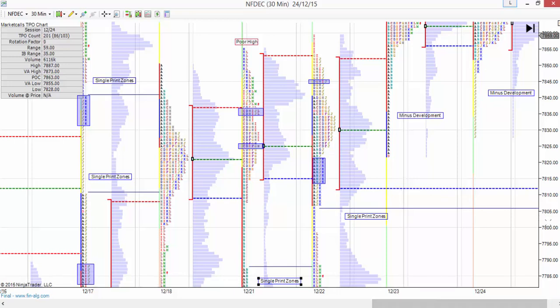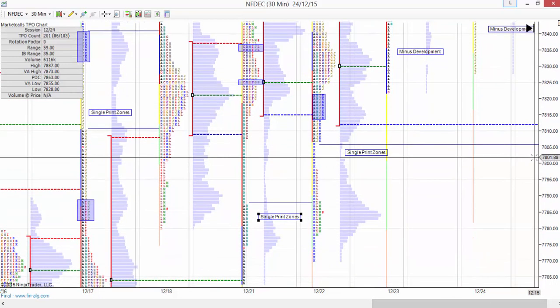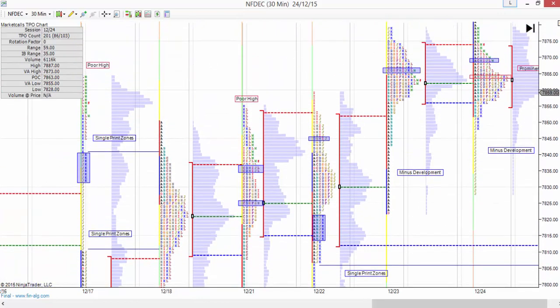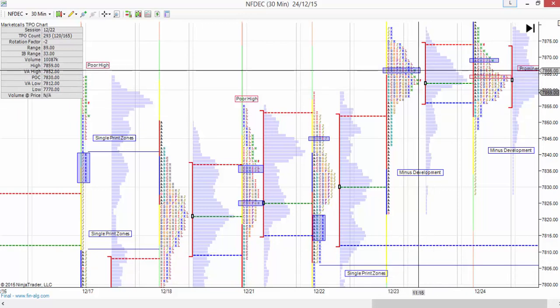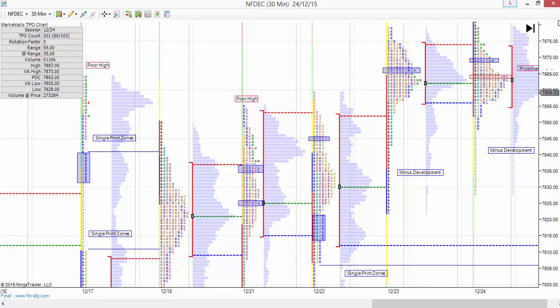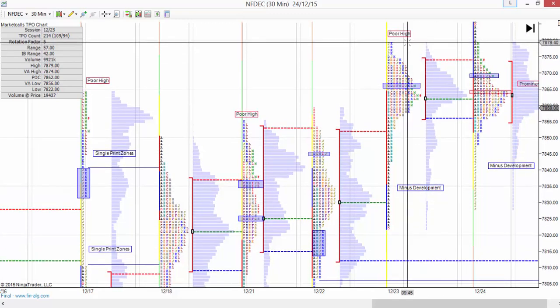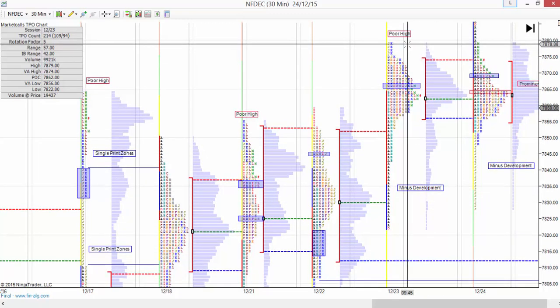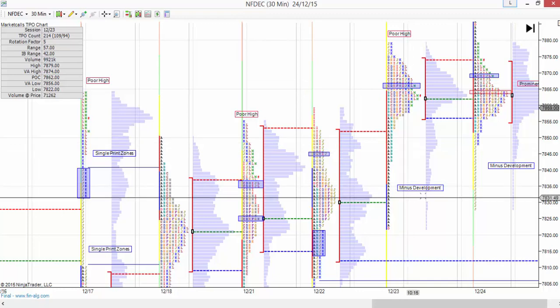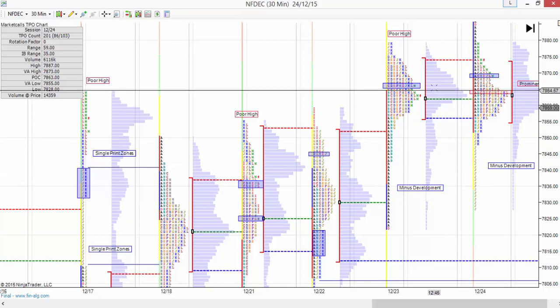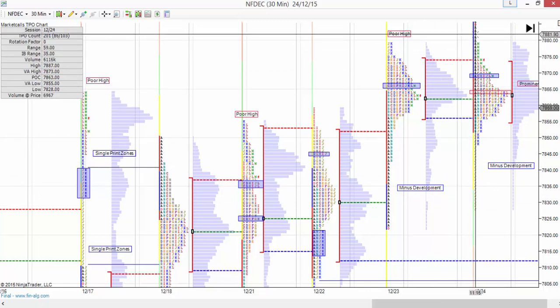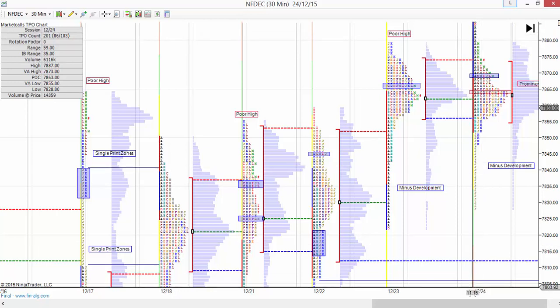So coming back to the lower point, we don't have any reference levels. And on the 23rd there is a small anomaly zone, and we can observe a poor high at 7878, and there is a minus development. The minus development zone got repaired the very next day, the anomaly zone got repaired the very next day, the poor high got repaired the very next day, right?